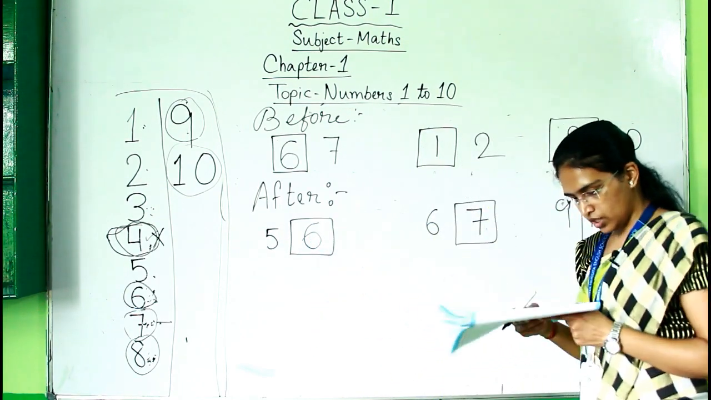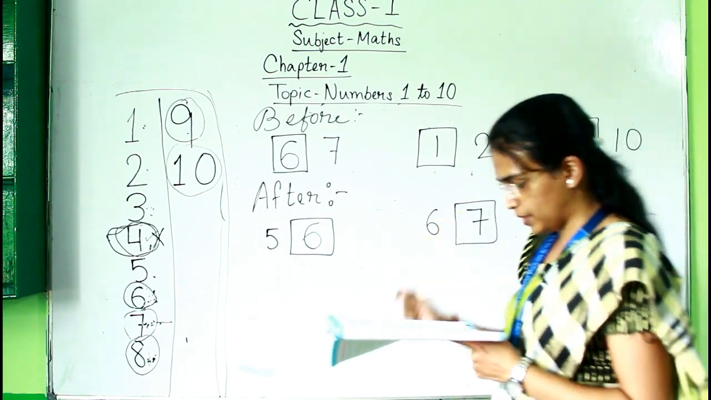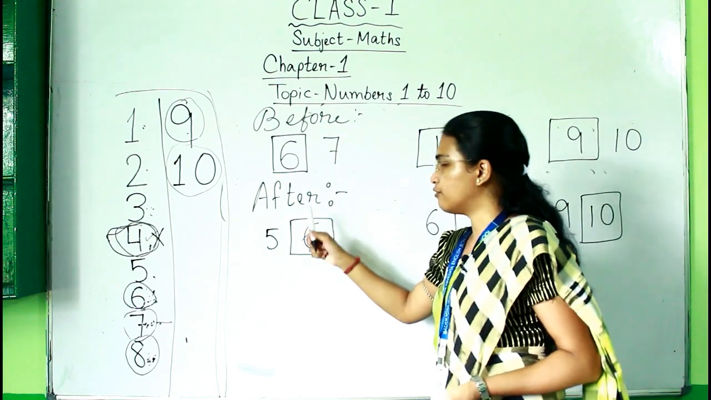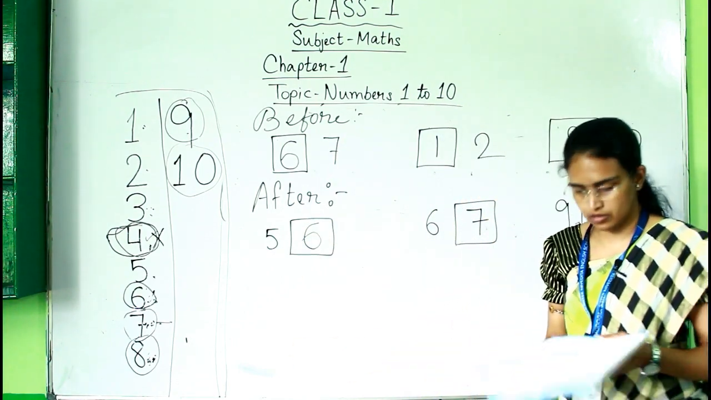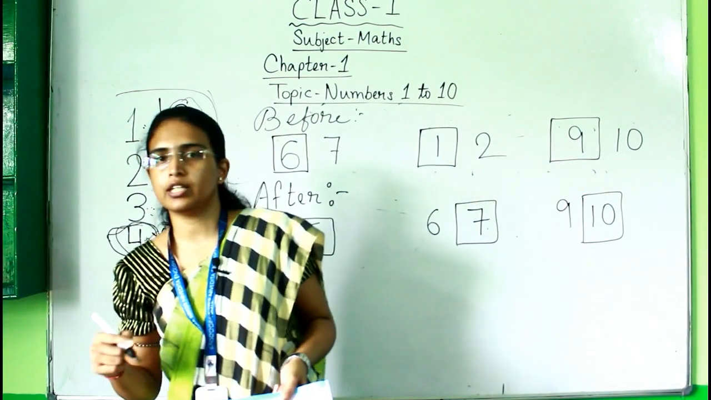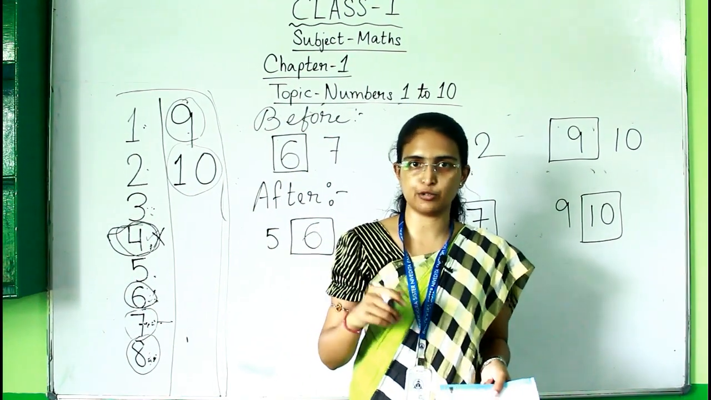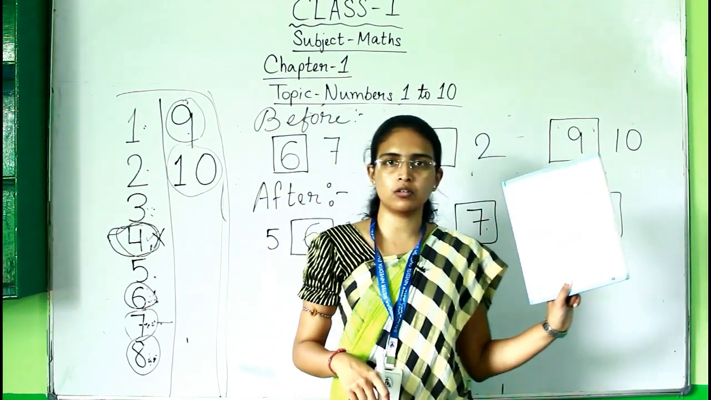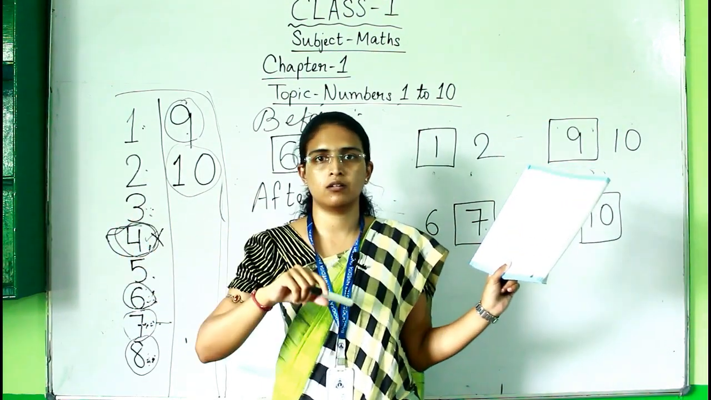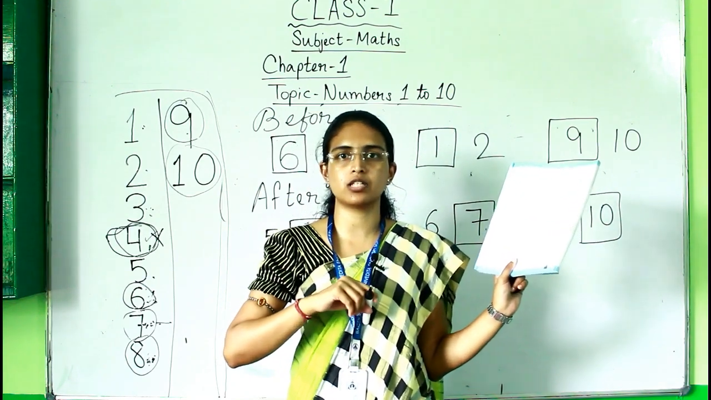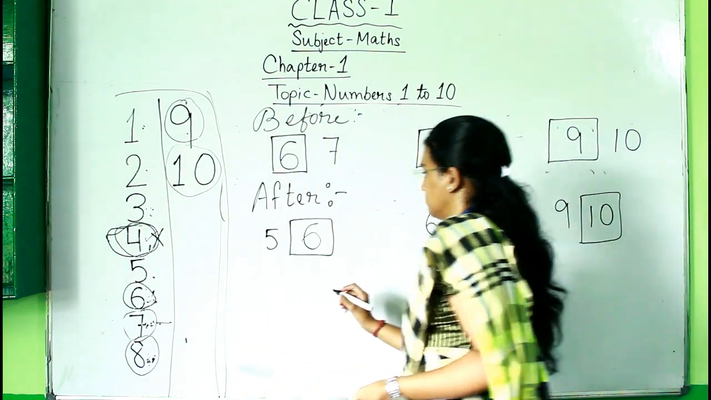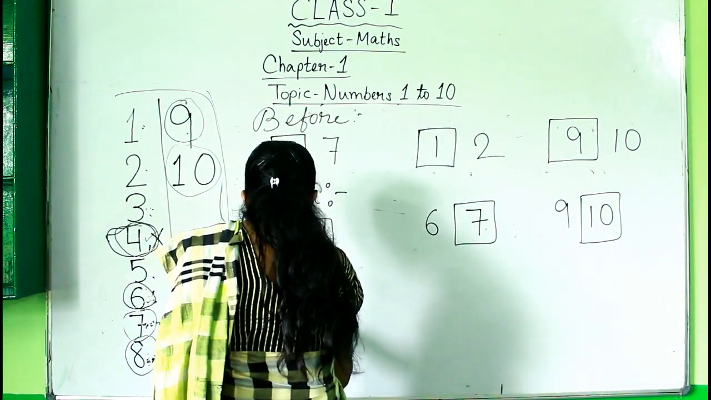Now come to the next question. Write the numbers that come between each of the two given numbers. So we have done before and after. Now we will do the between numbers. First tell me what is between. Between means बीच में. This is a book. This is a pen. Who is there in between the book and the pen? I am standing in between the book and the pen. Like that, you have to find the between numbers.